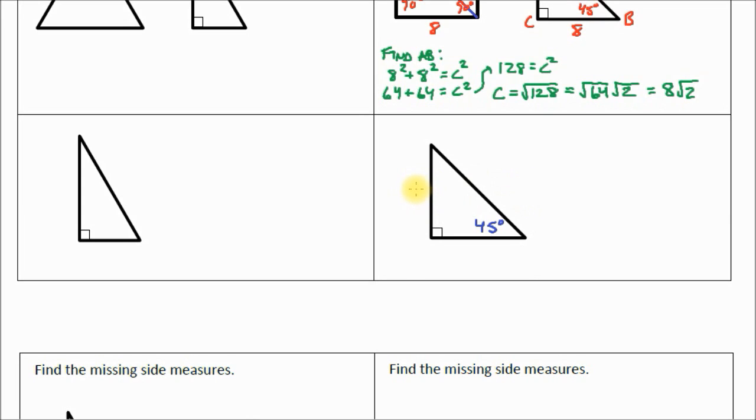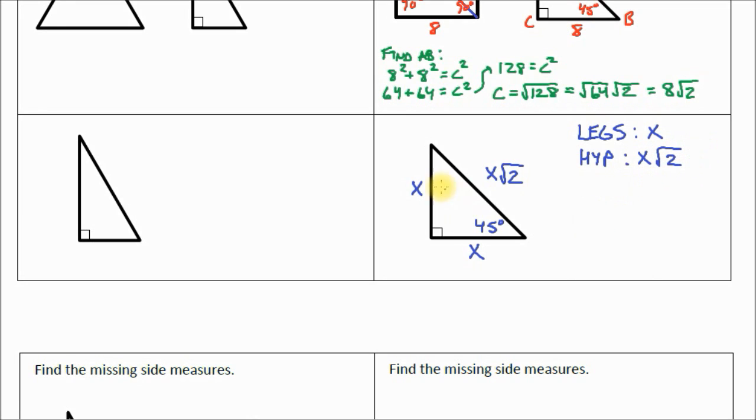Here is our rule. Whatever this side is, this leg, x, this leg will also be x, and this leg will be x times the square root of 2. The way to write this would be, class, if the legs of a 45, 45, 90 triangle are x, then the hypotenuse is going to be x times the square root of 2.